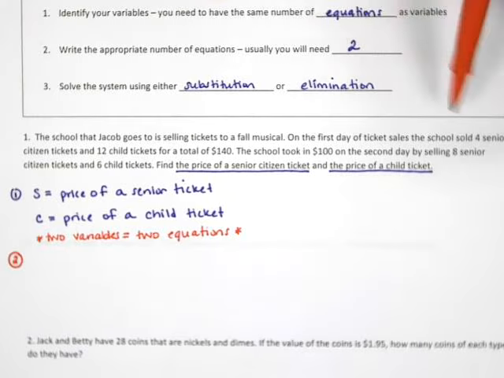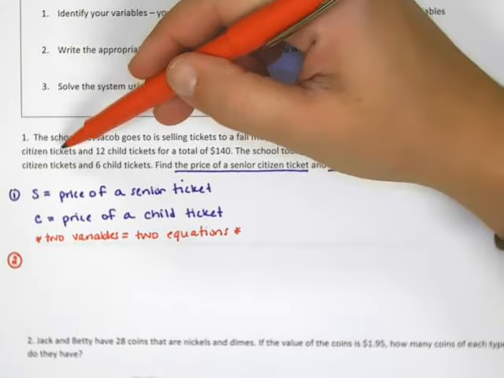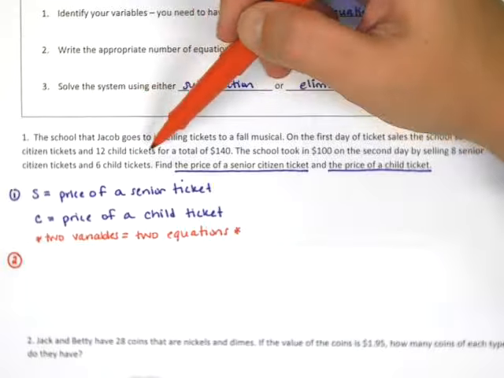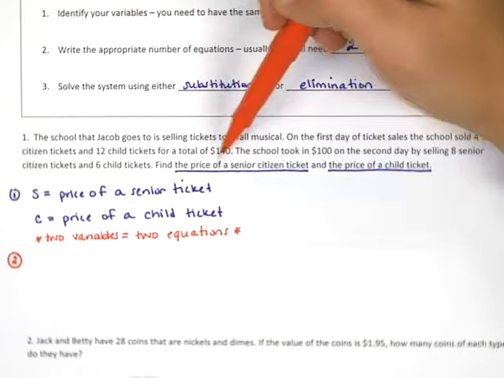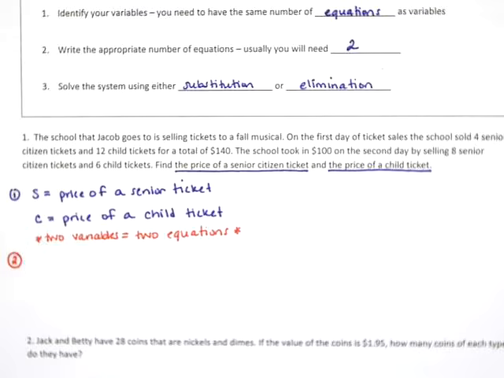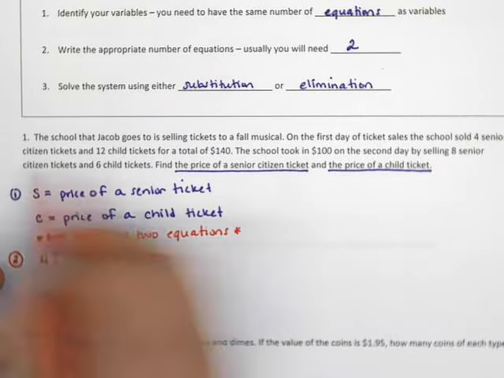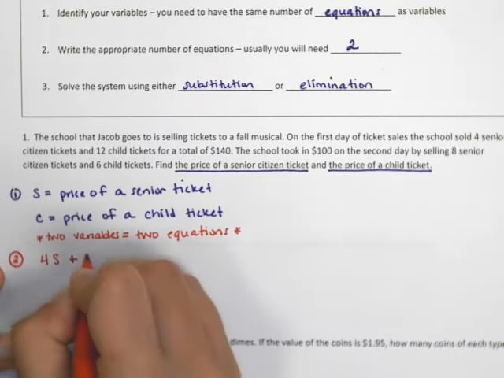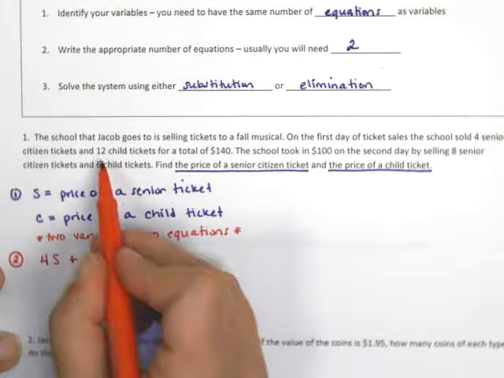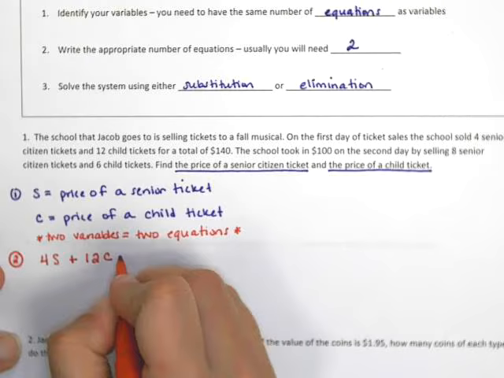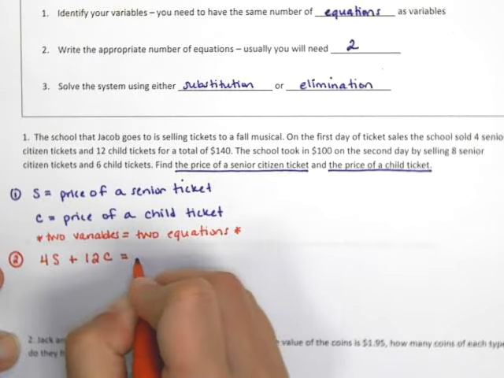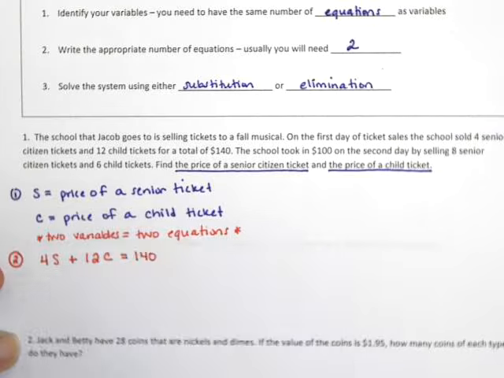So for example, 4 senior citizen tickets and 12 child tickets for a total of $140. So what I can do is set up an equation where I have 4S, because there were 4 senior citizen tickets, plus 12C, because there were 12 child tickets, for a total of, which means equals, $140.